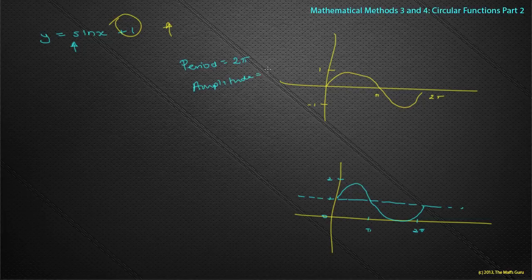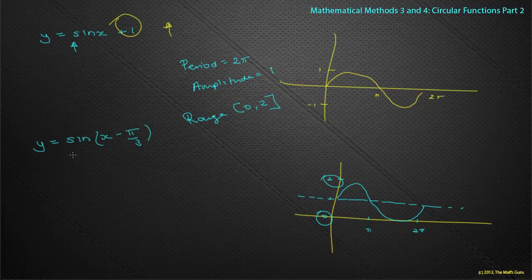Hopefully you'll realize it's still 1. And what about our range? Well, our range is going to go between 0 and 2 inclusive. Why? Because the lowest value is here at 0 and the highest value is here at 2. Ooh, it's exciting. But what about the value y equals sine of x minus pi on 3?